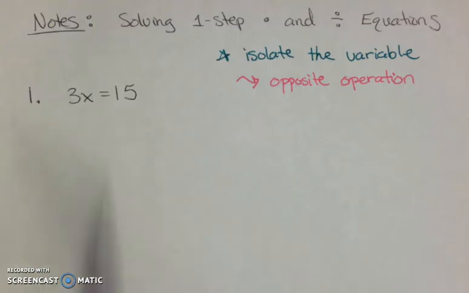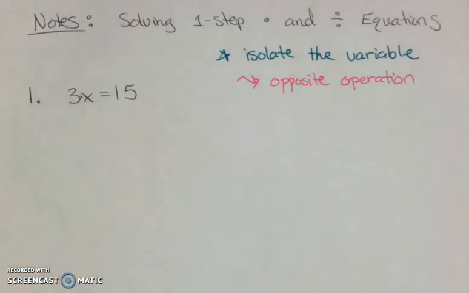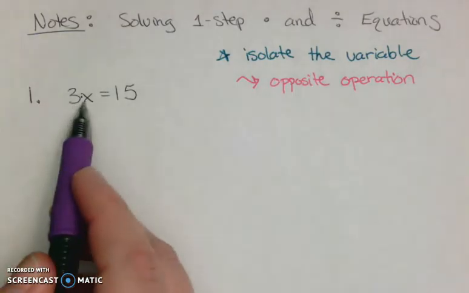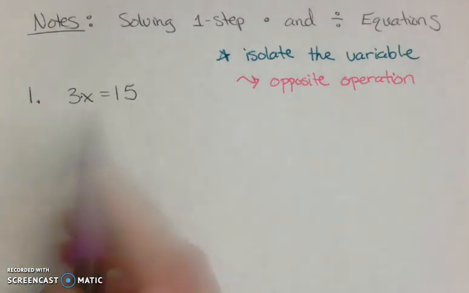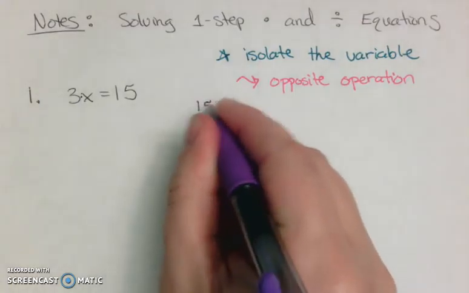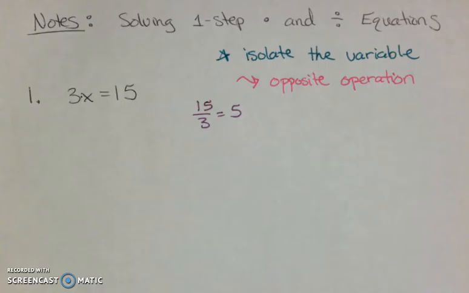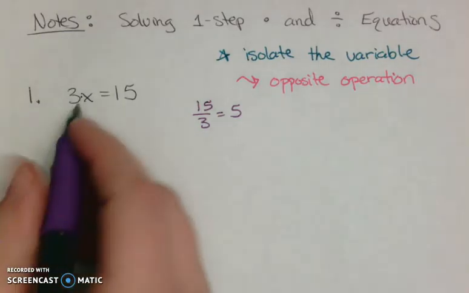Now remember, this 3x, what operation is happening here? It is multiplication. That means we're taking 3 times x. So 3 times what is 15? Now I bet you all can tell me that it's 5, right? Because what you're doing is you're taking 15 divided by 3 equals 5. That's how you can find the answer. And so that's what we do. We do the opposite operation.